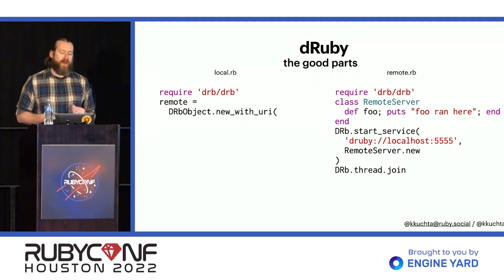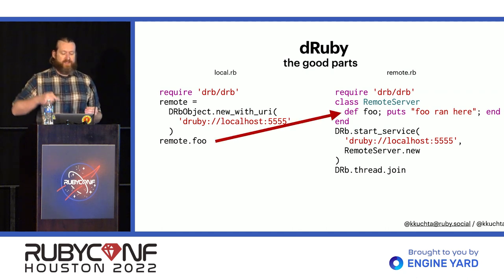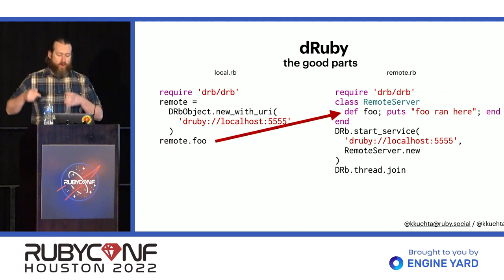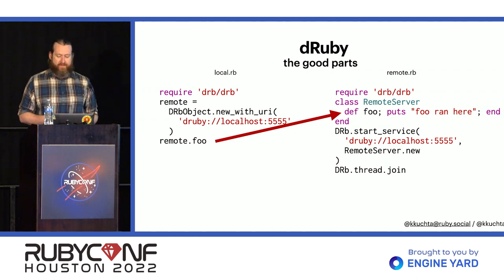This will create a new object from whatever URI you give it. And what you want to give it is the URI where you started your server. Now, this remote object is a proxy object. That means it's not really an instance of remote server. If I call a method.foo, that method will get proxied to the remote server, run on the remote side, and then any result will get returned back to the local side.